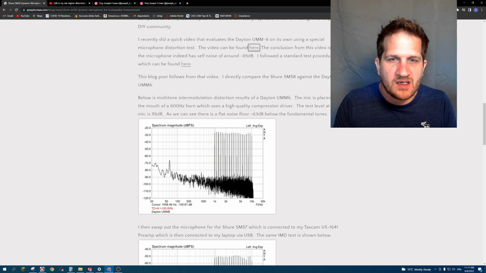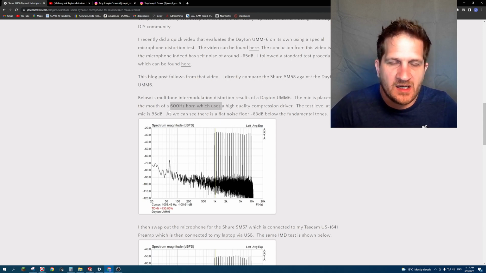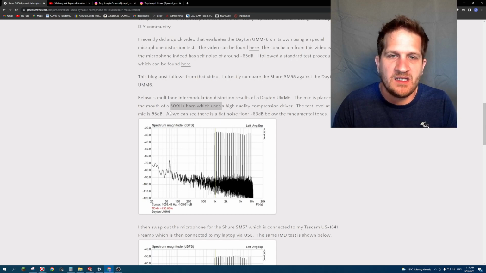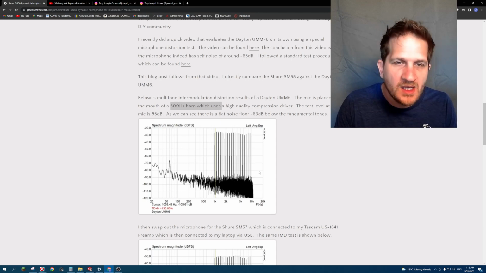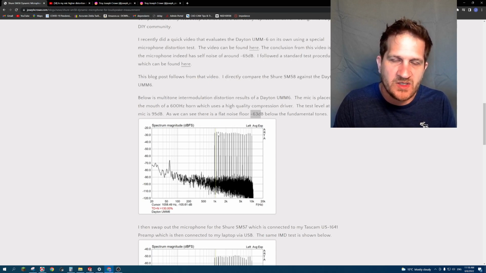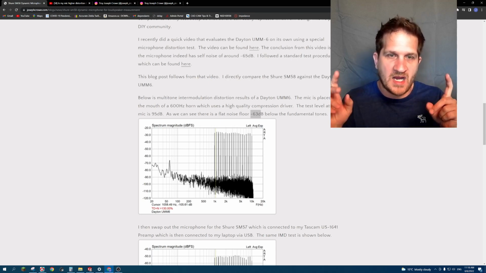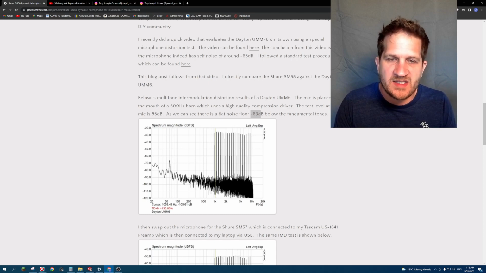You can see here, this is the multi-tone test of the Dayton UMM-6 with the ES600 biradial horn, and the compression driver that I was using is the SB Audience 65 CDNT. I'm playing a multi-tone signal from 1 kilohertz up to 10 kilohertz. And you can see here that the noise floor is at minus 63 dB. That's the difference between the top of the tones. And then you can see the sideband products being generated, or the grass, so to speak, which is a consistent noise profile that's level across the bandwidth that we're testing.